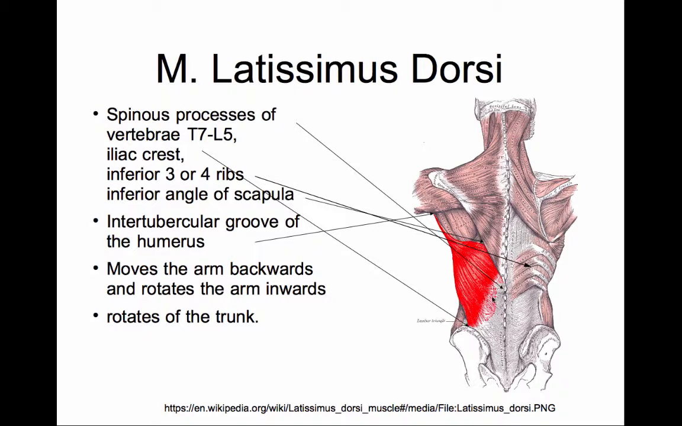Latissimus dorsi is a back muscle that is also an arm muscle. It has the origin on the spinous processes of vertebrae T7 to L5, on the iliac crest here, on the inferior 3 or 4 ribs, and the inferior angle of the scapula, just here. You can see it here, maybe better. It rotates the trunk and moves the arm backwards and rotates the arm inwards. And the insertion is here on the humerus, on the intertubercular groove of the humerus here.